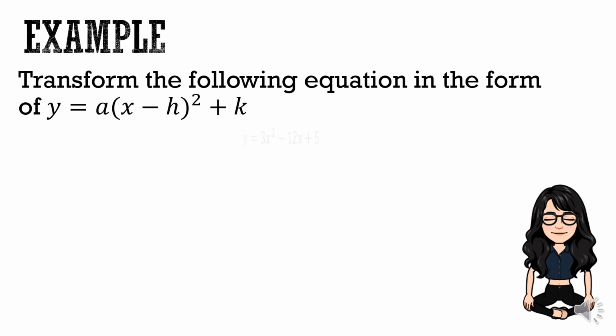Example number 2. y equals 3x squared minus 12x plus 5. So let's group the quadratic term and the linear term. So we have y equals 3x squared minus 12x plus 5. Next is to get the common factor. So the common factor is 3. Remember, the common factor will be the numerical coefficient of your quadratic term.